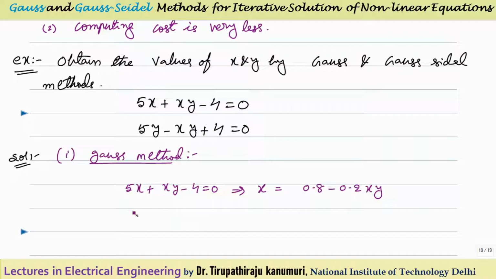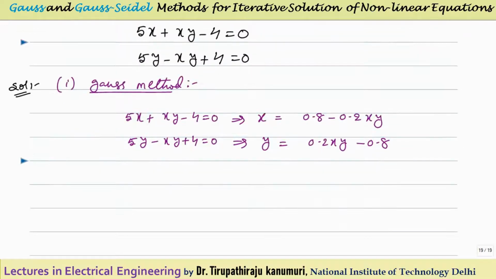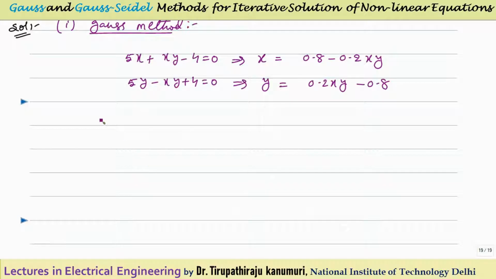Similarly, the second equation is 5y minus xy plus 4 is equal to 0. From this I am writing the equation in terms of y. So y is equal to 0.2 times xy minus 0.8. You can see here that y is again depending on y, and x is depending on x. That's why solving these types of equations is difficult. So let us guess the initial values, because we can observe that these equations are satisfied when x is equal to 1 and y is equal to minus 1. You just substitute and you will get the answer. I don't know the final value, so I am roughly guessing.